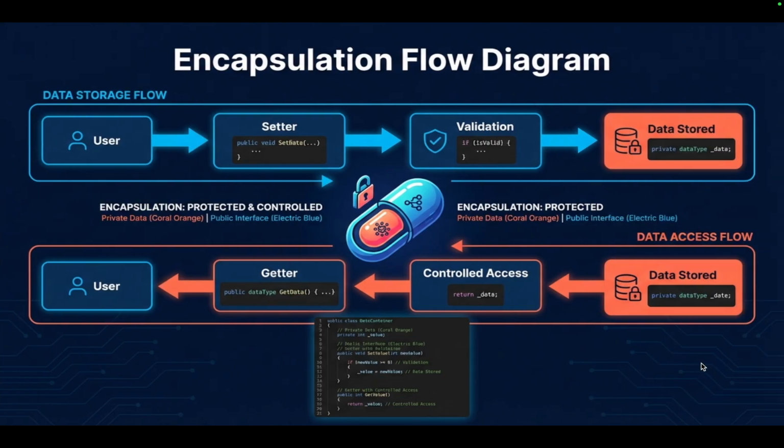Encapsulation flow diagram. Let us understand the flow. The user calls the setter, validation happens, and data is stored safely. The user calls the getter, and gets controlled access. So direct access is completely avoided. This design helps in security, maintainability, and clean architecture.